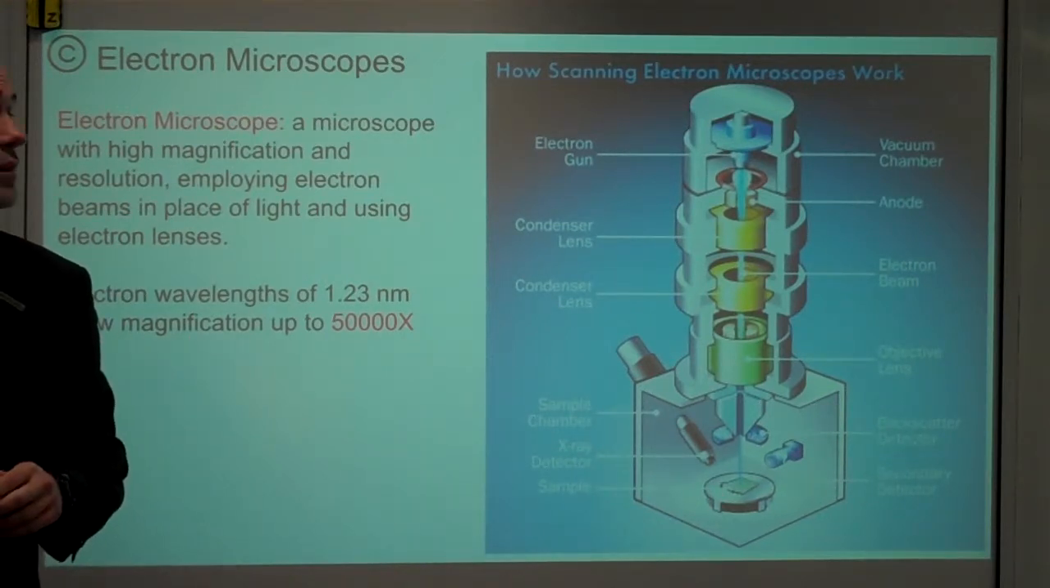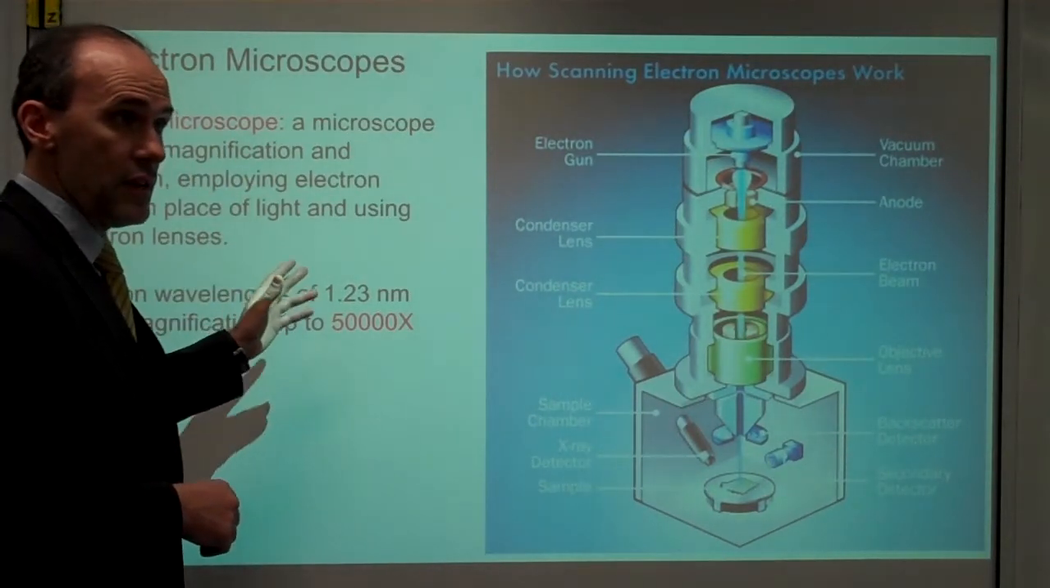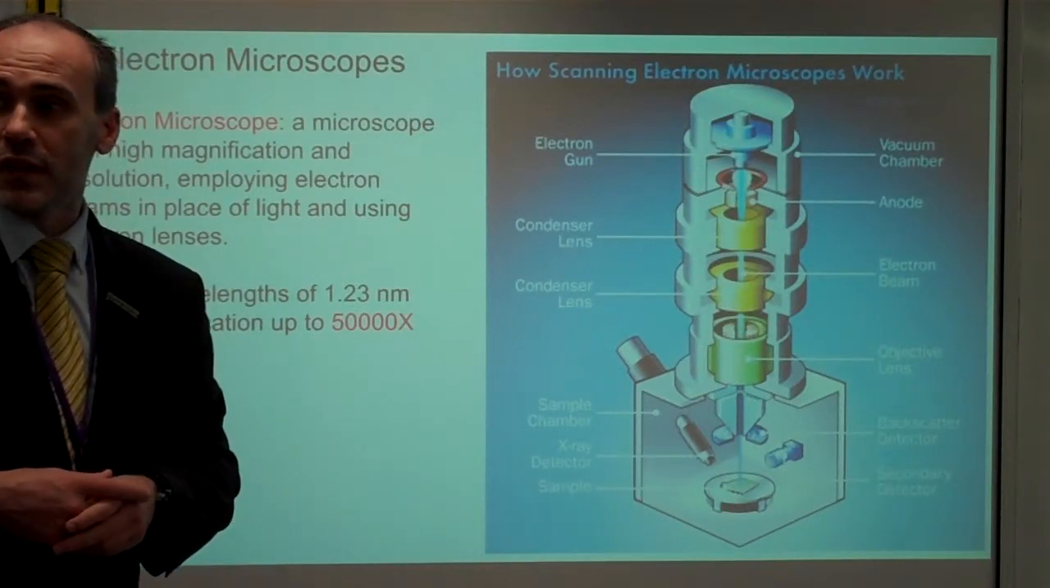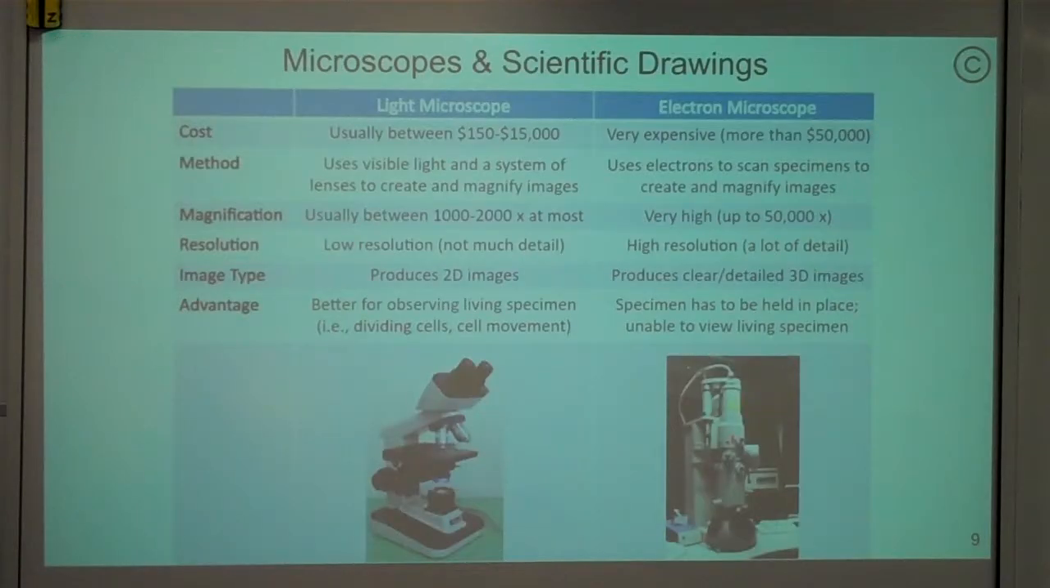Are we supposed to know all the parts of that? No, that would be much too mean. The key points here are this. It uses electrons. Electrons have a small wavelength, so you get better magnification. That's it. Now, there are a couple of differences. Okay?